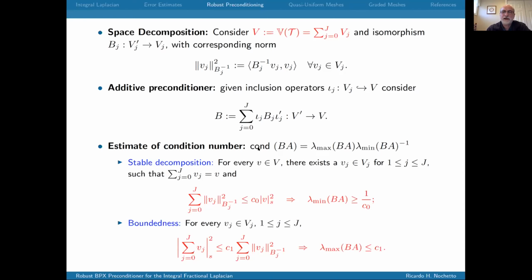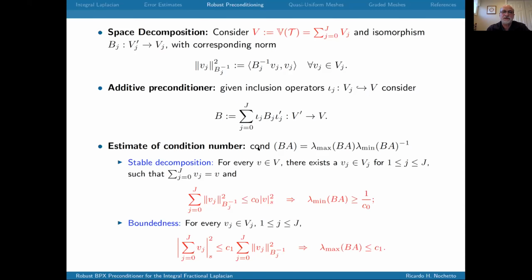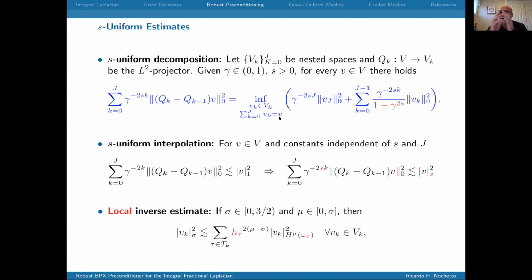So how does it apply in our case? Now, let's think about it just before we look into this transparency. The usual BPX preconditioner, which is based on a decomposition like this with scaling, is well understood, well studied for the Laplace operator and variations of the Laplace operator of integral order.